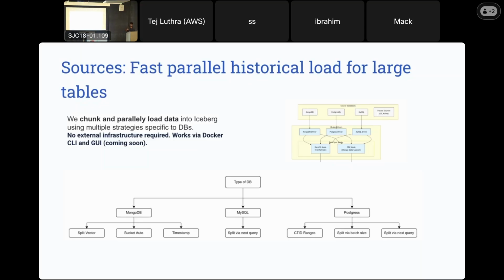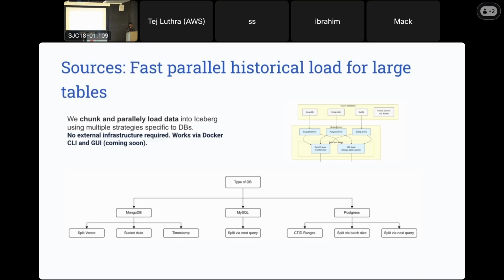We have multiple chunking strategies based on each database. The boxes you see here are majorly that, how you chunk the database. You have, let's say, splitVector in MongoDB. It's a command which you use when you want to shard your MongoDB. So it's an internal MongoDB command that we have taken inspiration from and use the same command to chunk the MongoDB logs for us as well. And bucketAuto is a very similar command, or split via batch size or something like that.